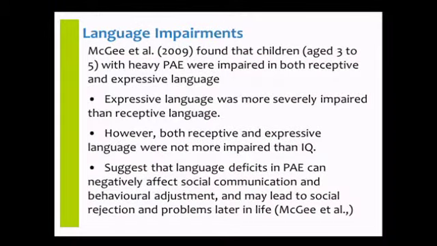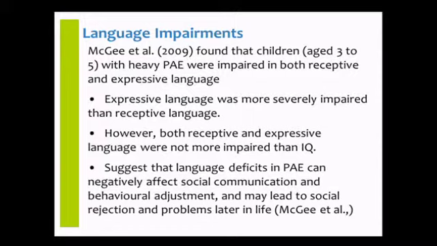Another study published by McGee et al. looked at language in children aged 3 to 5 that had significant prenatal alcohol exposure. Again, they found that they were impaired in both receptive and expressive language. Here, they found that the expressive language was more severely impaired than the receptive language. But there are other studies that find them to be both equally impaired. This is just one study. In general, they were impaired in both, but here the expressive was slightly more impaired.